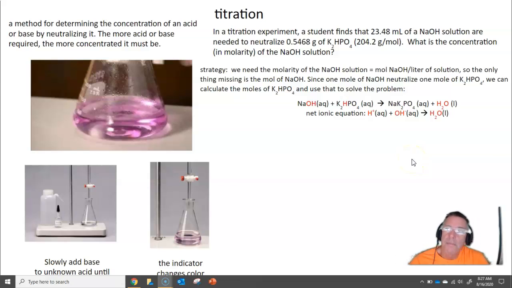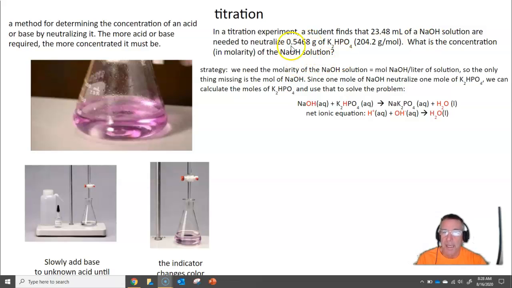So we need to know the moles of sodium hydroxide per liters of solution. And we have the liters of solution. It's 23.48 mL, 1,000 mL is a liter, shifted over 3 decimal places, and you have 0.02348 liters of sodium hydroxide. If we can get the moles of sodium hydroxide, we're done. And since it reacted in a 1-to-1 ratio, the moles of sodium hydroxide is equal to the moles of the KHP. So if we can just get the moles of the KHP, that shouldn't be too hard.